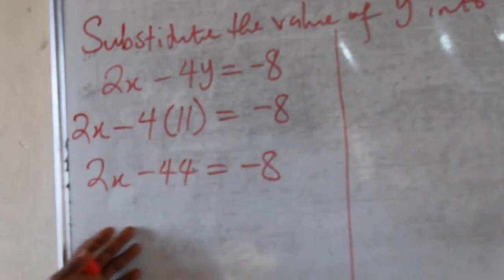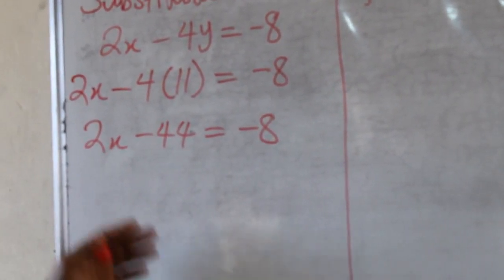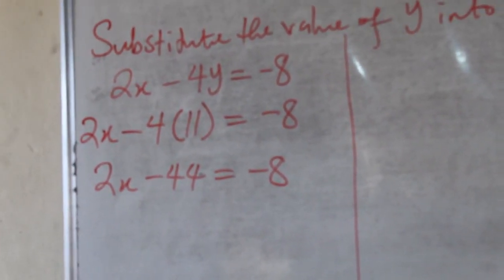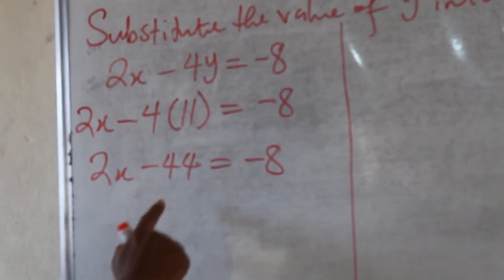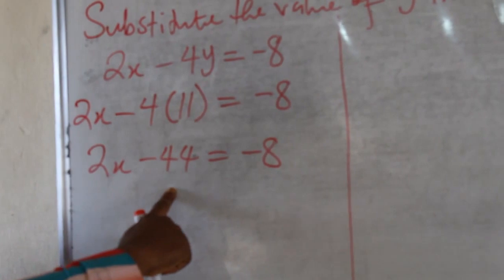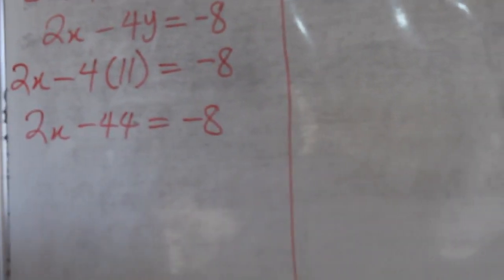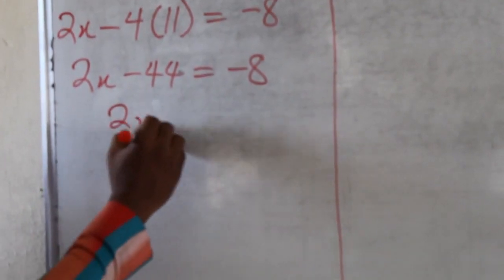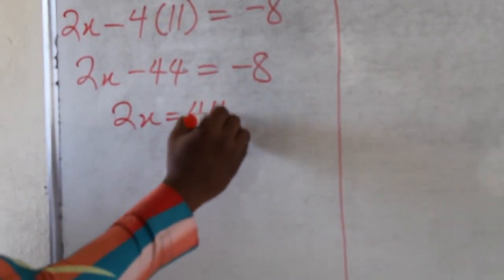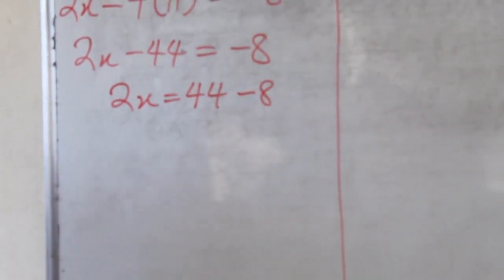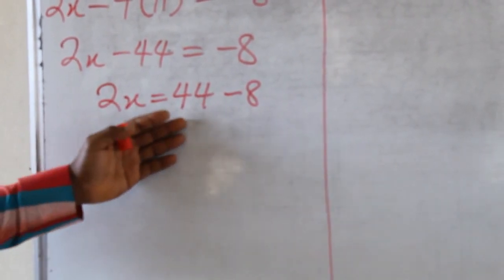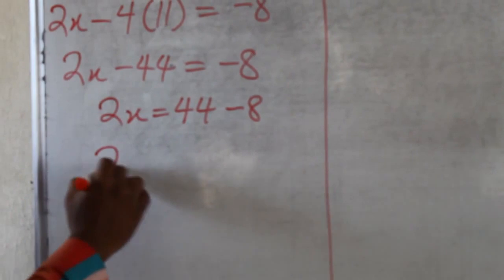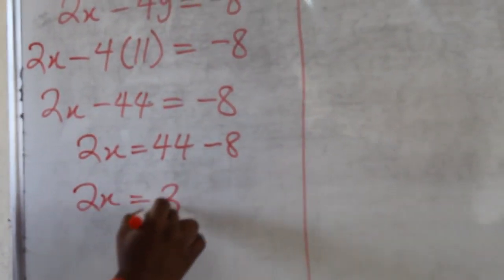Now at this point, we have to collect like terms. Minus 44 and minus 8 are like terms. So if I have to collect like terms, I'll move minus 44 from the left-hand side of the equation to the right-hand side of the equation, and it becomes positive. So we have 2x is equal to 44 minus 8. And if 2x is 44 minus 8, then it means that 2x is equal to 36.